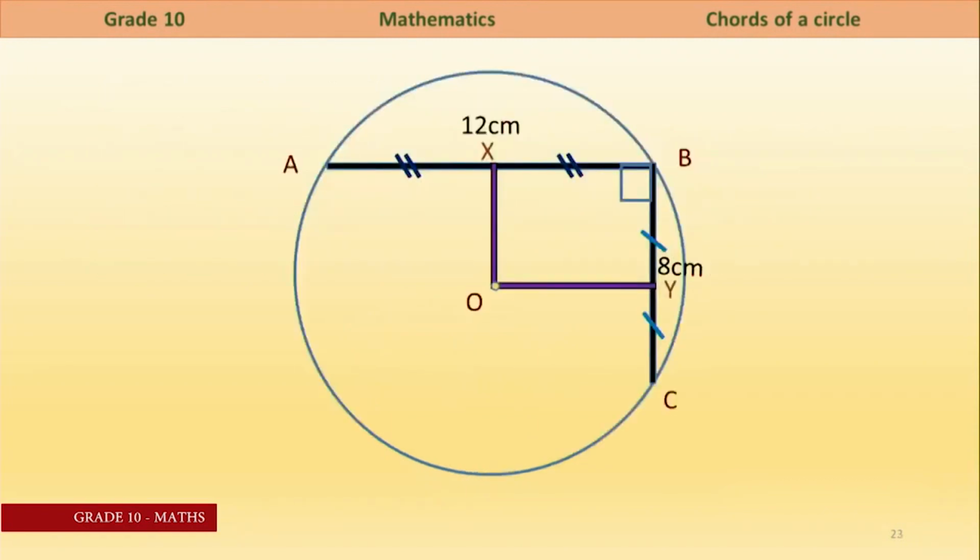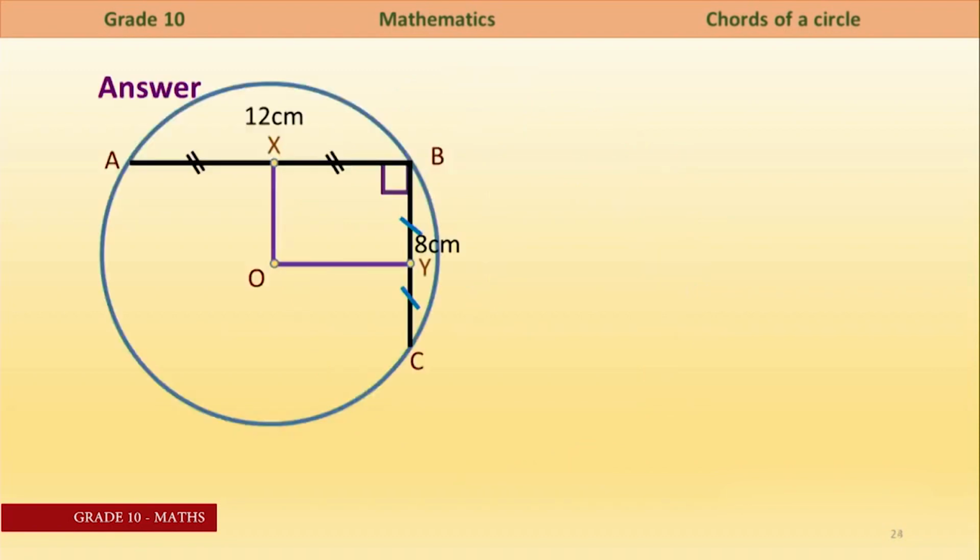So I have taken the diagram. Here I have marked the given data in my diagram. Okay, AB chord is 12 cm. BC chord is 8 cm. What are X and Y? X and Y are the midpoints of the chords AB and BC. Let's see that. Here we are going to find the perimeter of the quadrilateral OXBY.